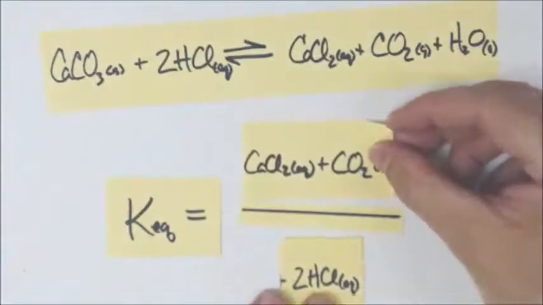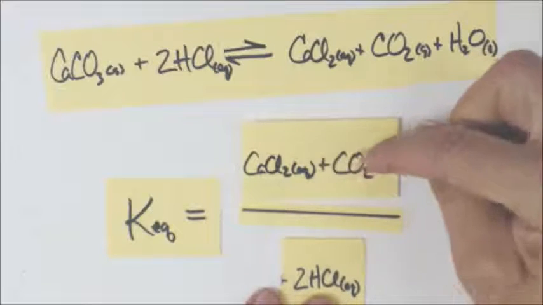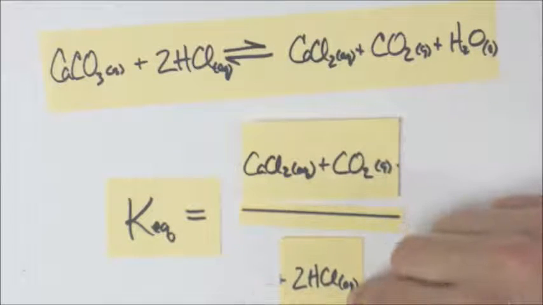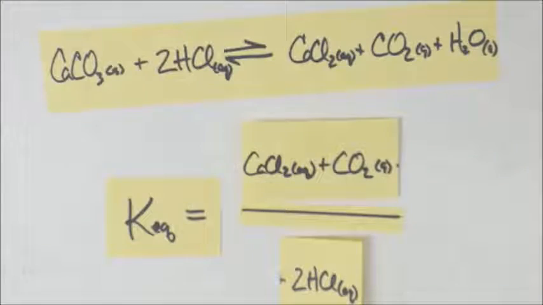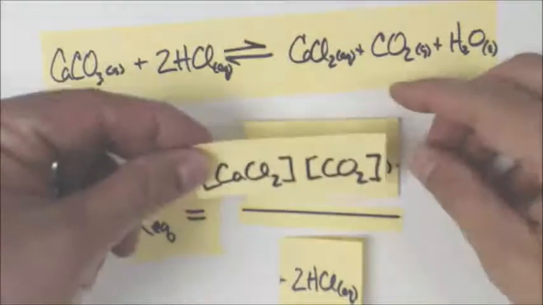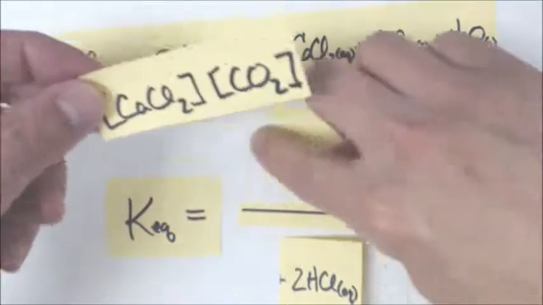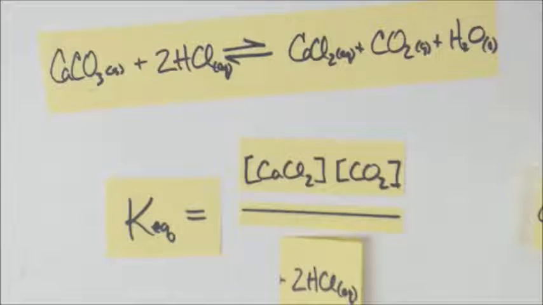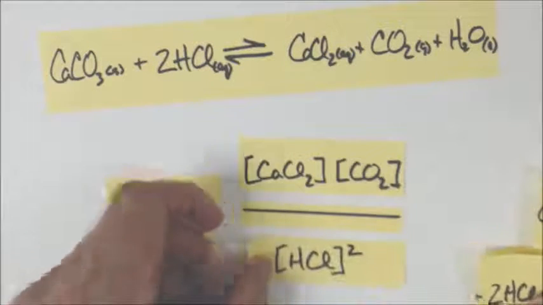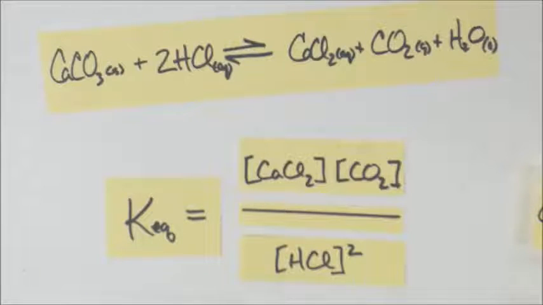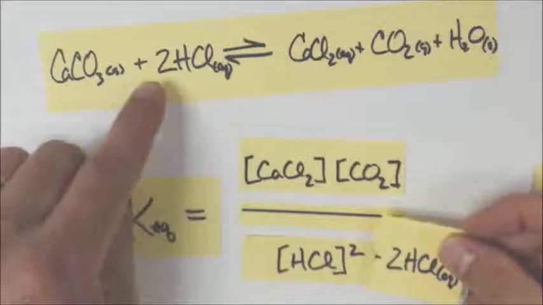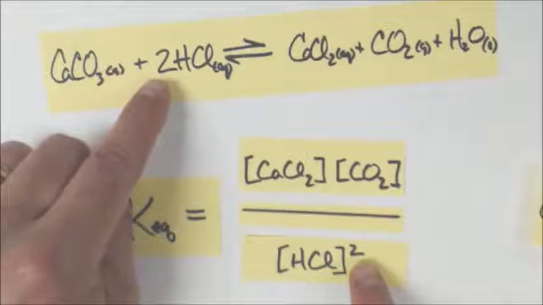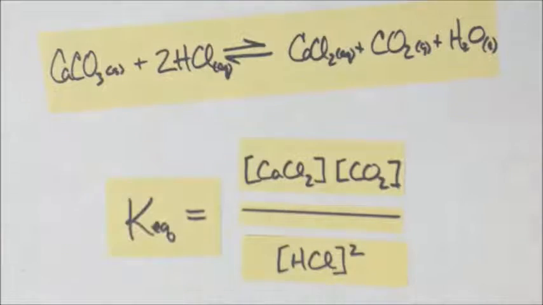So we're just going to use the CaCl2 aqueous, the CO2 gas on the top, and the HCl aqueous on the bottom. So on the top, using the square brackets, that becomes CaCl2 and CO2. And on the bottom, that becomes HCl. Notice that the 2 as a coefficient in the equation becomes an exponent down here. So that's how you do it with different states of matter.